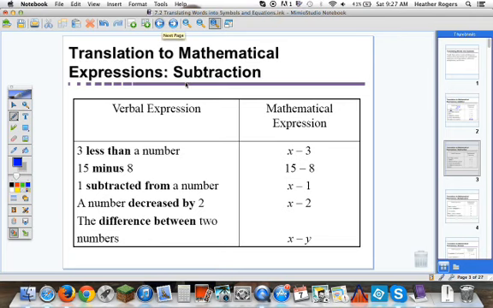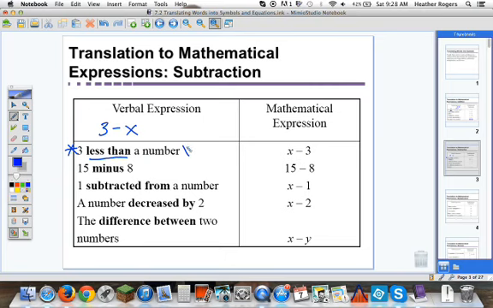For subtraction, it is a little bit more difficult. Addition is pretty straightforward. Subtraction, especially this one right here, 3 less than a number. Typically when we hear less than a number, or when we're not experienced in seeing it, we write 3 minus x, 3 less than a number. And that would be incorrect because, as we learned before, the order of subtraction matters. If we're taking 3 less than a number, we have to take 3 from the number, so we have to put the number first and take 3 away from it.